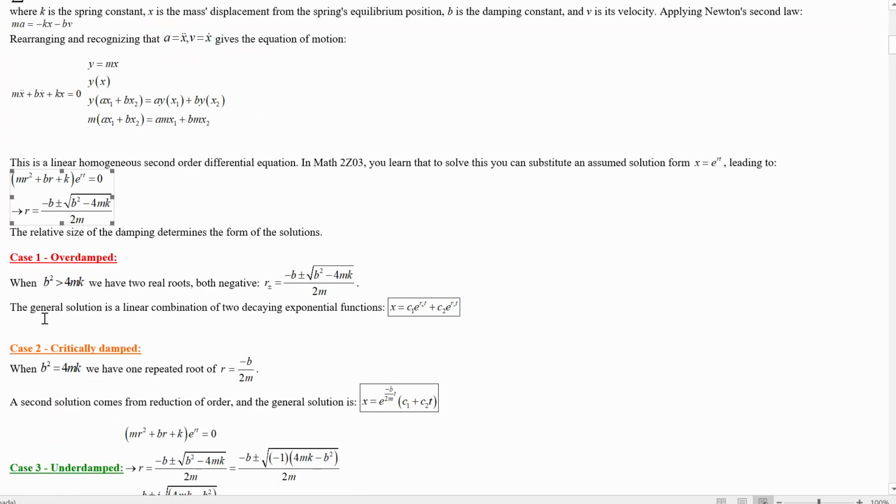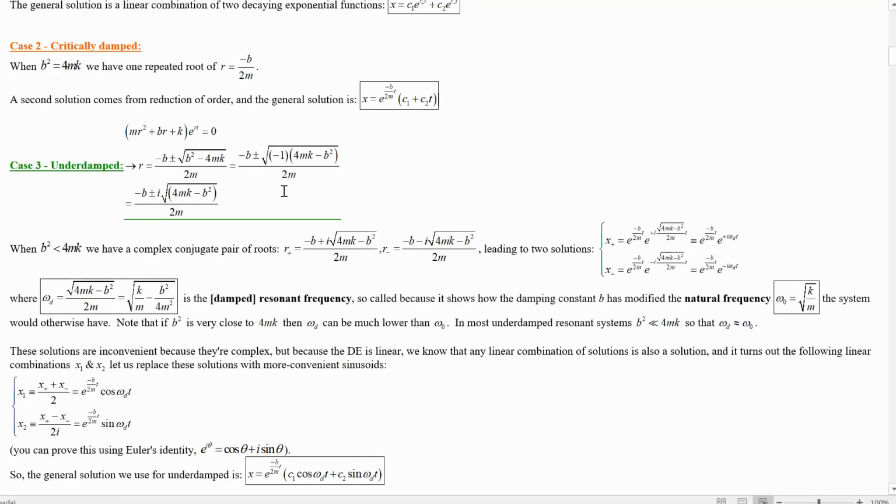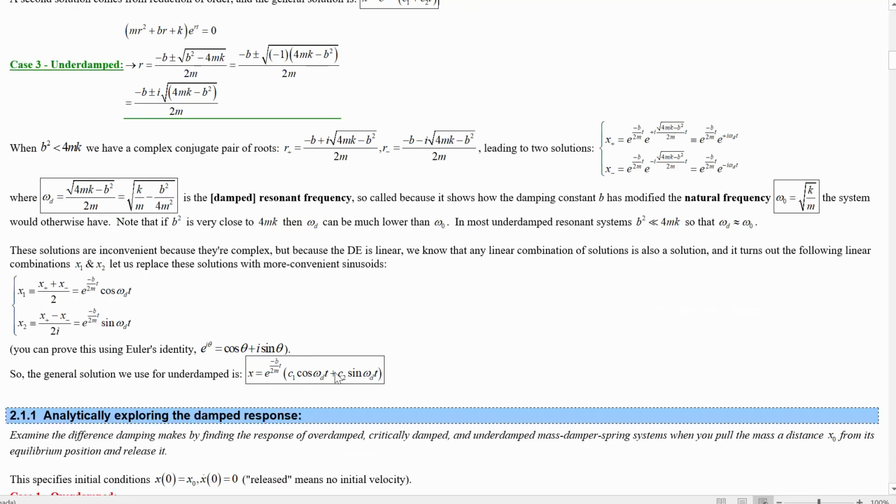If b squared is bigger than that, then you have just two decaying exponential terms. If b squared is exactly the same size, you end up with almost the same thing, but with this extra t times that. And if b squared is smaller than that, you end up with cos and sine terms, which have the frequency omega d given by root of k over m minus b squared over 4m squared.